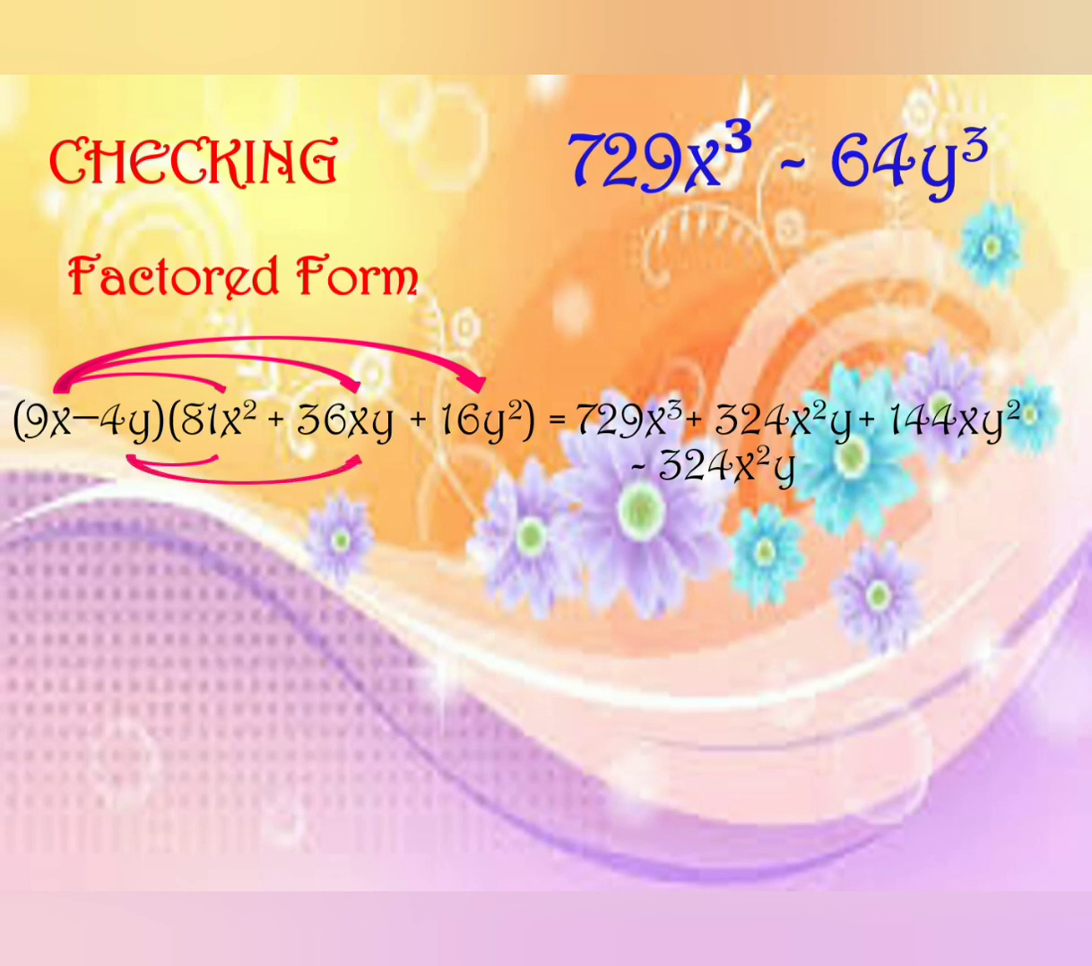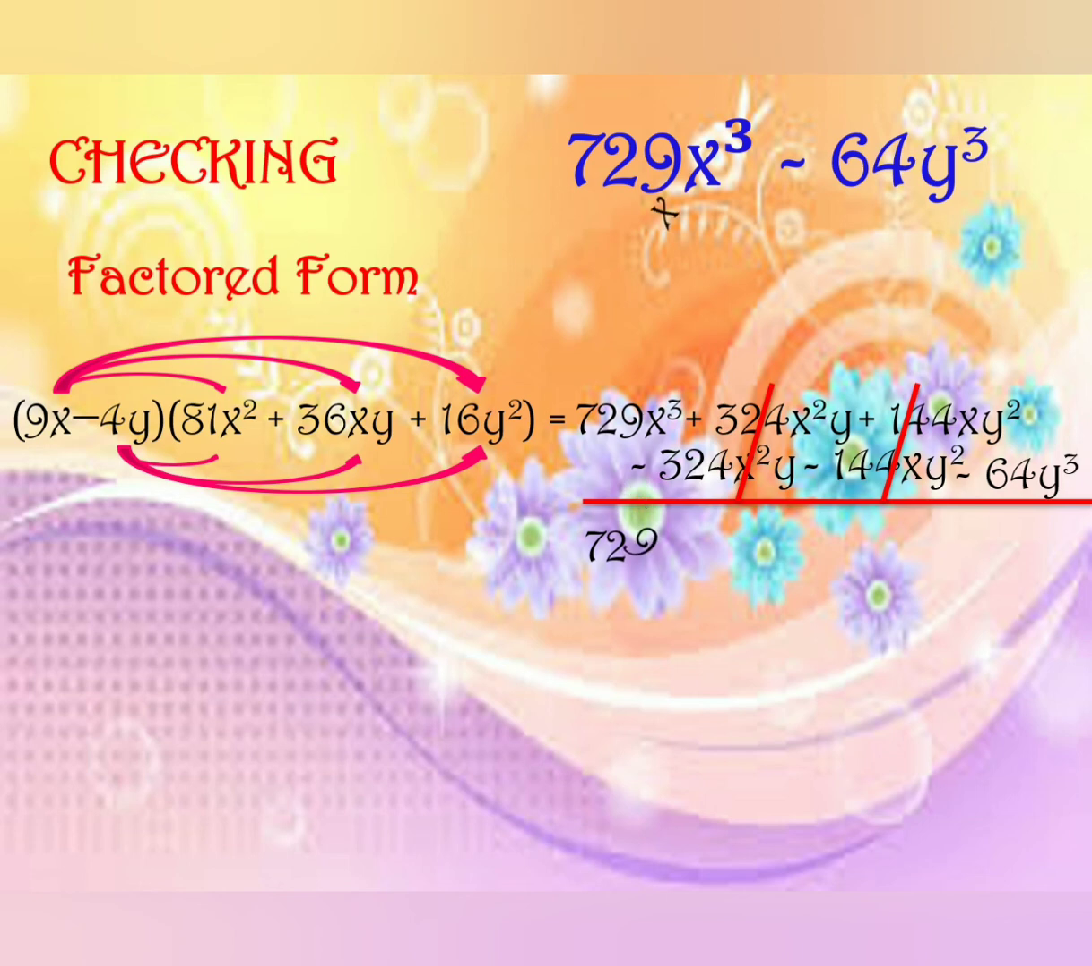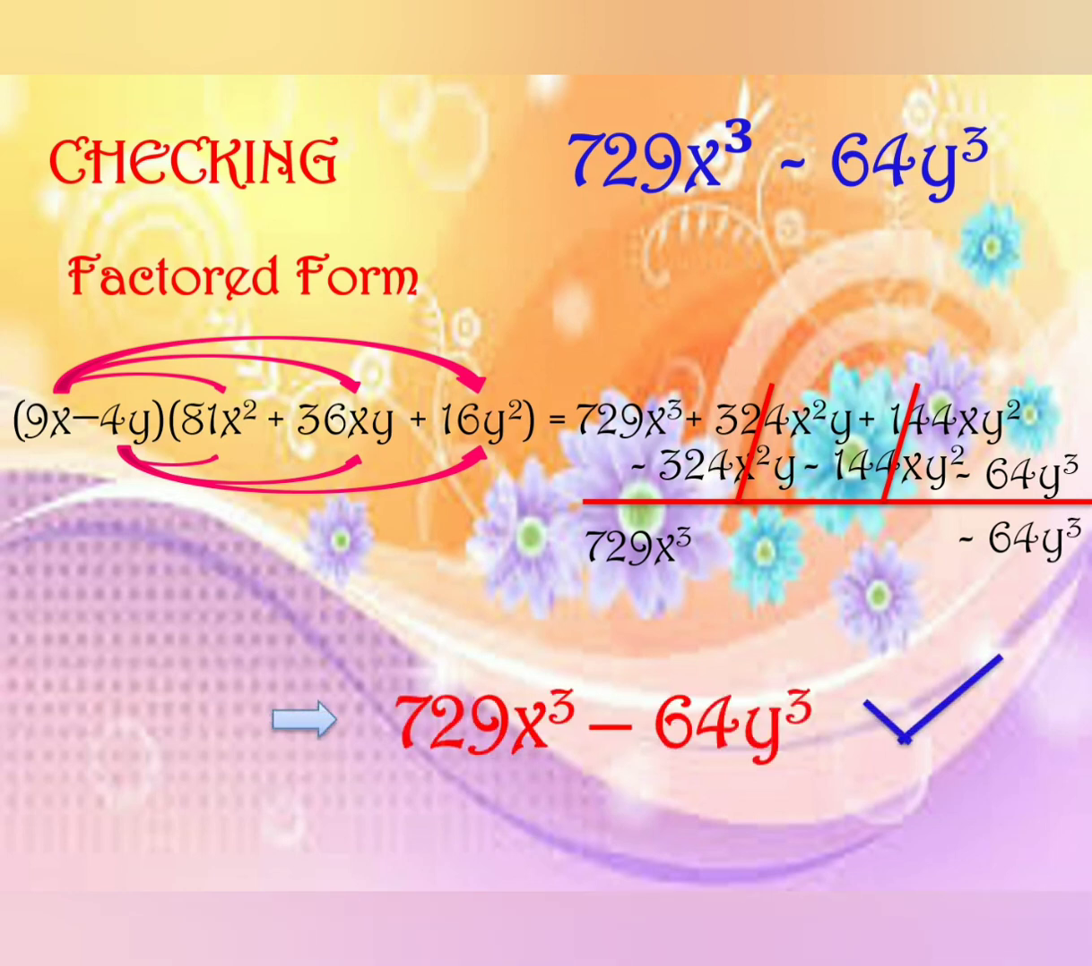Negative 4y times 36xy is equal to negative 144xy squared. And negative 4y times 16y squared is equal to negative 64y cubed. So cancel the middle terms. So the remaining answer will be 729x cubed minus 64y cubed. So our answer is correct.